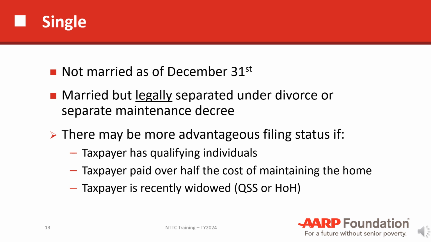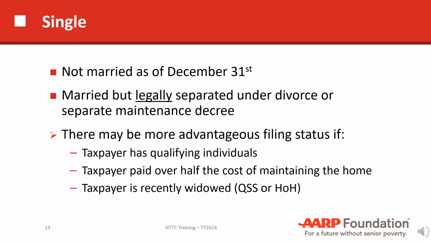The second point here: married but legally separated under a divorce or separate maintenance decree. You'll get some taxpayers that will come in and say, oh, well, we're separated. And then you ask them if they're legally separated. Oh, yeah. But in fact, they need to have either a divorce decree or a separate maintenance decree issued by a court in order to use that filing status on their tax return. There may be a more advantageous filing status that could be used for a particular taxpayer. We need to explore those.